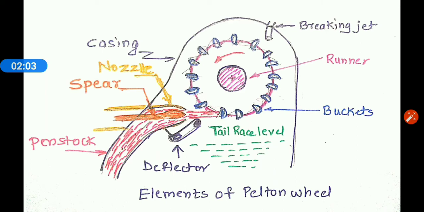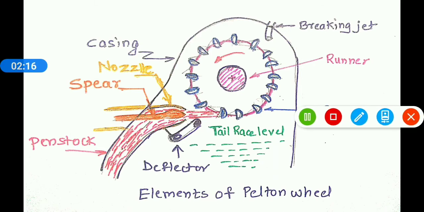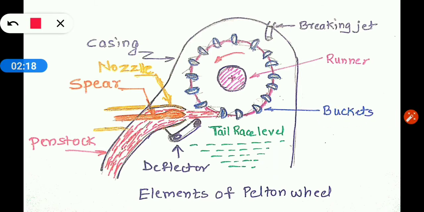Then the casing. The function of the casing is just to avoid splashing of water. It doesn't have any hydraulic function to perform. It just avoids the splashing of water. Then next is the runner. Runner is nothing but a rotor, a disc which has these buckets mounted over the periphery. So the runner is the area where the action takes place, the energy conversion takes place on the buckets. Now, what are buckets, that we'll see.